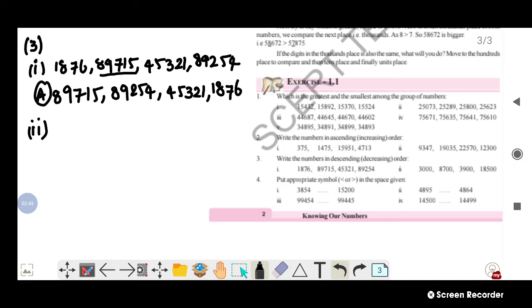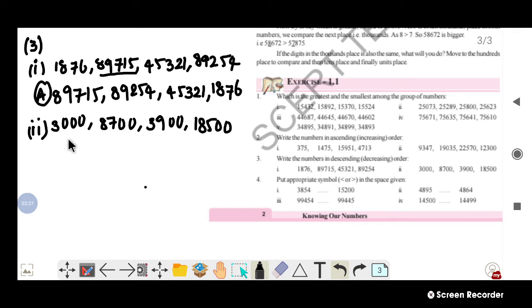What is the second question now? 3000. Is it right? Second question is 3000, comma 8700, comma 3900, and next 3000 again. No, sorry, 18500.